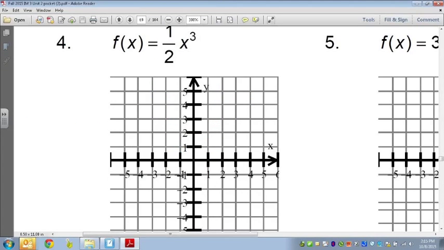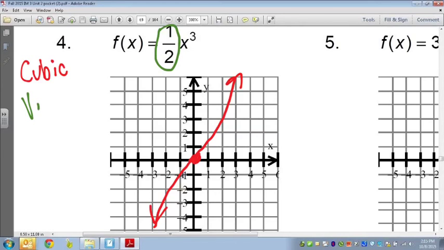All right, next we have this function. Looking at this, I'm going to recognize this is a cubic function. I'm going to go ahead and graph the parent function here. Normally it starts from down here, then comes up like this. There's no reflection because it's not negative. There's no shift left or right, up or down. But I do notice there's a 1/2 in front of x cubed. This 1/2 is between 0 and 1. So if the absolute value of the number in front of the x is between 0 and 1, that means it is a vertical compression.